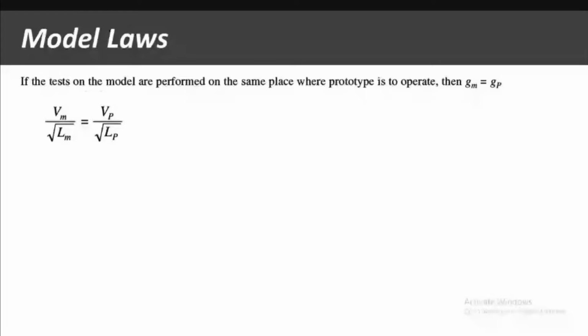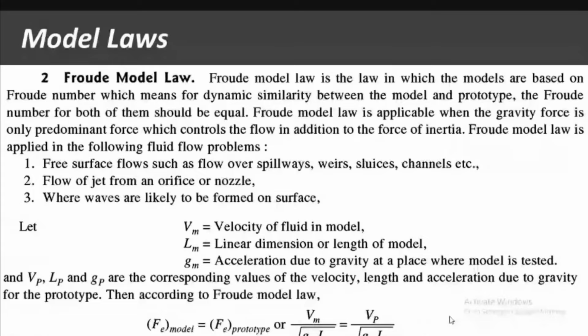So finally we can have Vp upon Vm. Similarly, here Gp upon Gm of Lp. This ratio Vp by Vm is nothing but the velocity ratio. So the velocity ratio divided by under root of length ratio into gravity ratio should always be equal to 1.